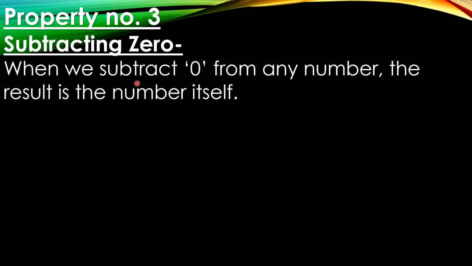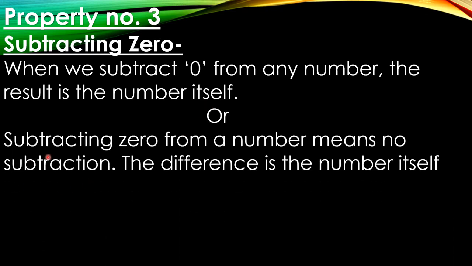Now property number 3, subtracting 0. Now we want to subtract 0. So here when we subtract 0 from any number, the result is the number itself. अगर हम किसी नंबर में से 0 माइनस कर रहे हैं, then जो रिजल्ट आएगा, जो डिफरेंस करके रिजल्ट आया हमारे पास, that is the number itself. Or we can say subtracting 0 from a number means no subtraction. Understood beta? The difference is the number itself.